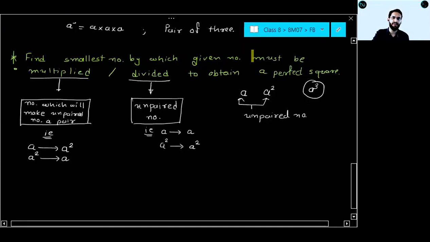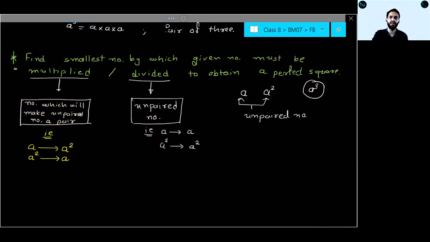Find the smallest number by which the given number must be multiplied or divided to obtain a perfect square. If it is the divided type, your answer should be the unpaired number. If it is divided type for A, your answer should be A. For A square, the answer should be A square. For multiplied, if the unpaired number is A, your answer should be A square. If the unpaired number is A square, the answer should be A. Okay.